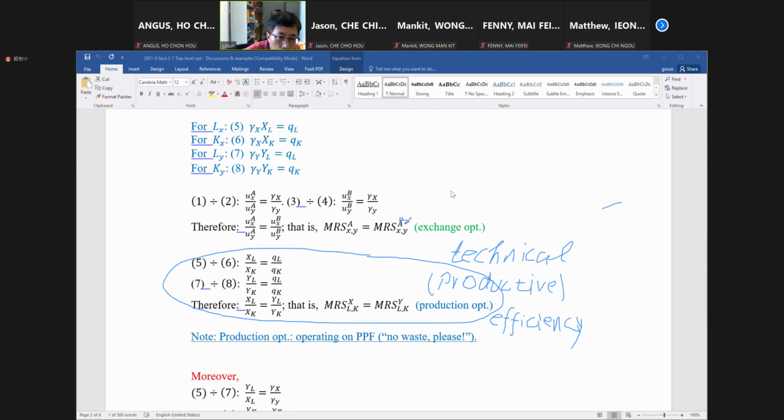This is a small mistake. There's a marginal rate substitution for Alice and a marginal rate substitution for Bob between X and Y. This one is different. Economically speaking, the story we are telling by this equation is completely different from this one.